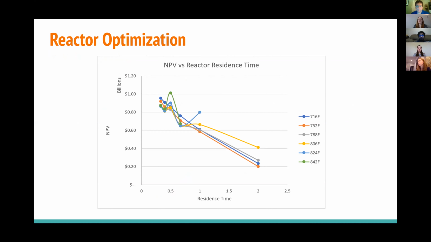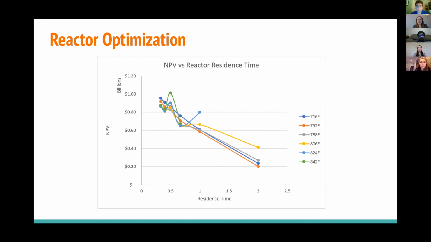Alrighty, so for our reactor optimizations, we varied the residence time as well as the temperature. And as you can see in this graph, at around half an hour residence time is where most of these curves are peaking, and our highest NPV peak is at a temperature of 842 degrees Fahrenheit.